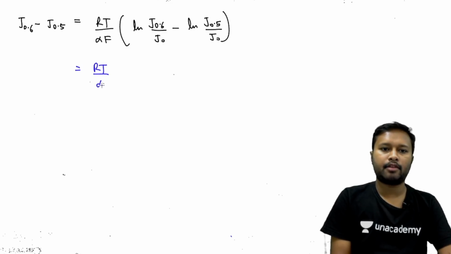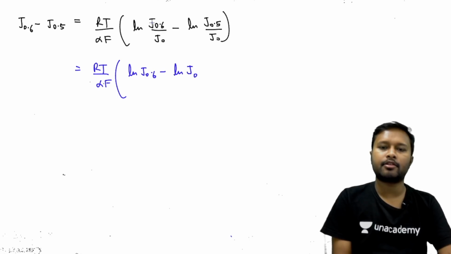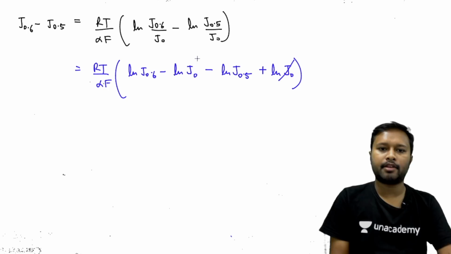When you solve this equation, RT upon alpha F will remain as it is. If you solve the bracket, it becomes ln J 0.6 minus ln J naught, because ln A upon B can be written like this. Then minus ln J 0.5, and minus ln J naught, and this minus sign makes that plus, so plus ln J naught. This term and this term get cancelled out. What you get is RT upon alpha F times ln J 0.6 minus ln J 0.5, or you can write ln J 0.6 upon J 0.5.